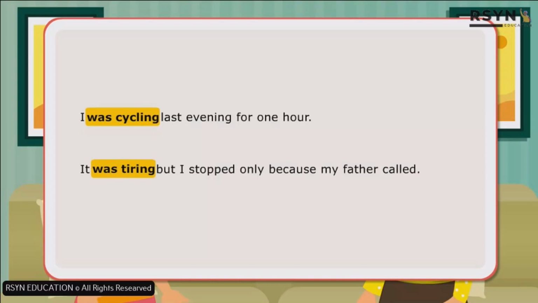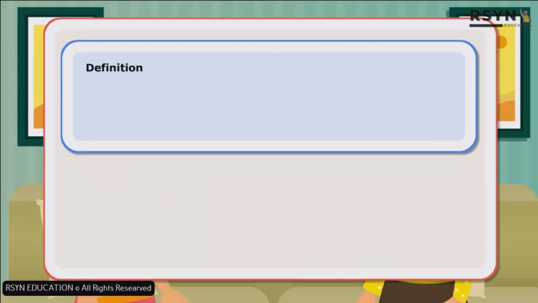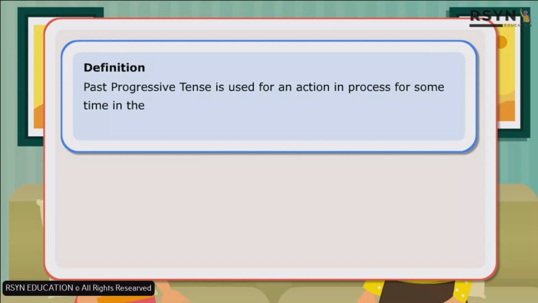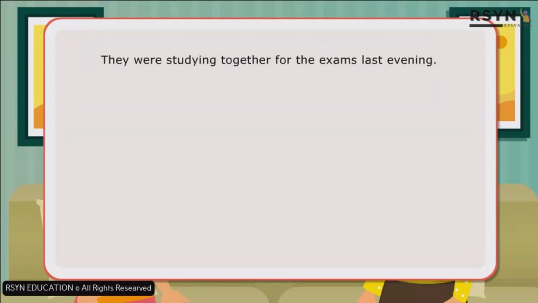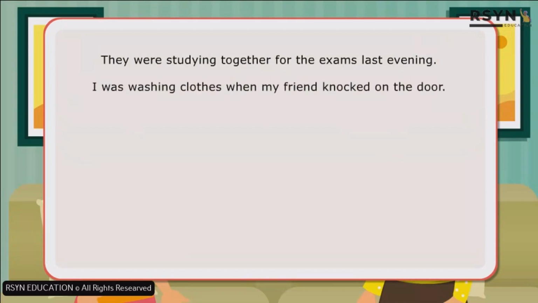Definition: past progressive tense is used for an action in process for some time in the past and also for an action that was going on in past when another action happened. Let us look at a few sentences. They were studying together for the exams last evening. I was washing clothes when my friend knocked on the door.